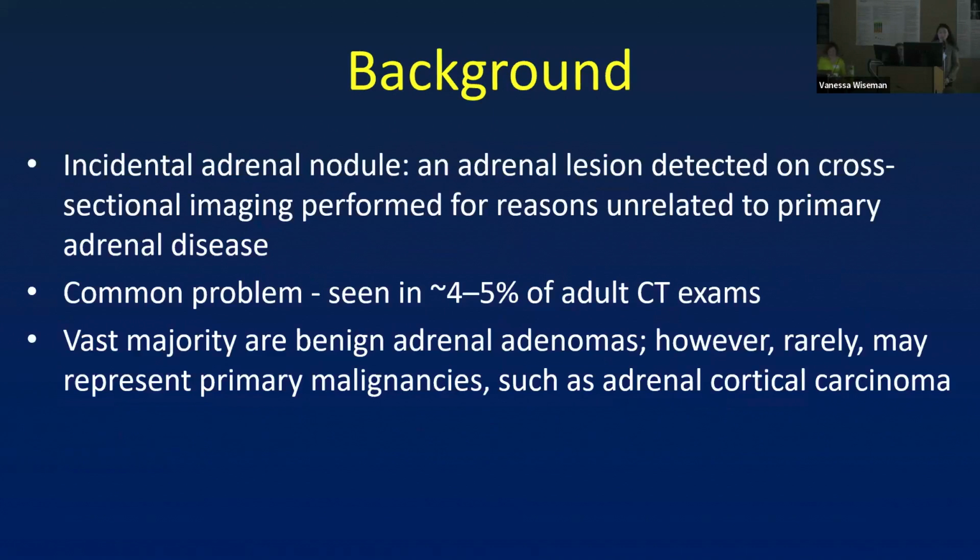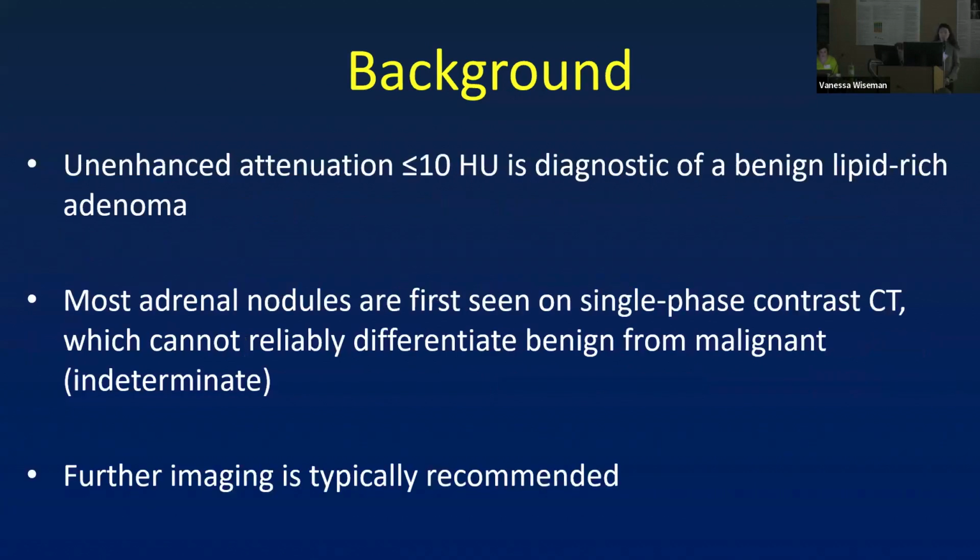So an incidental adrenal nodule is an adrenal lesion found on cross-sectional imaging performed for reasons unrelated to primary adrenal disease. They're actually pretty common, seen in 4 to 5% of adult CTs. Most are benign adrenal adenomas, however, rarely may represent primary malignancies such as adrenal cortical carcinoma. A nodule with an unenhanced attenuation of 10 Hounsfield units or less is diagnostic of a benign lipid-rich adenoma.